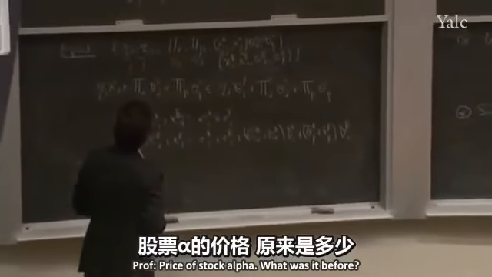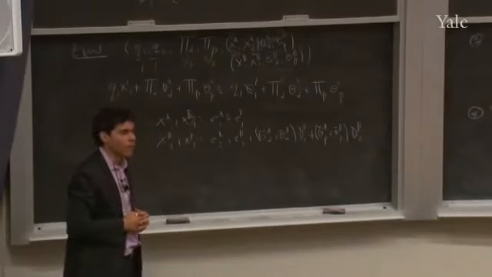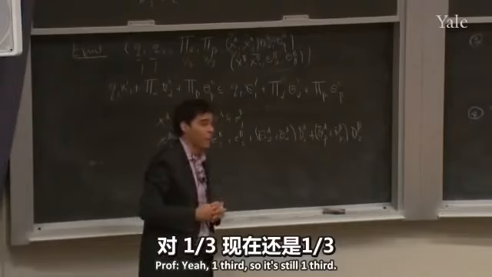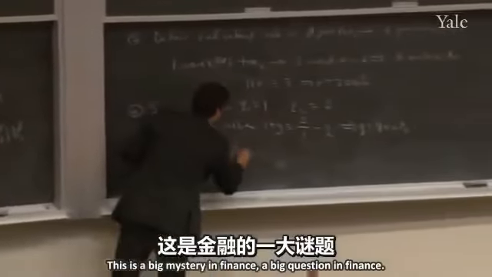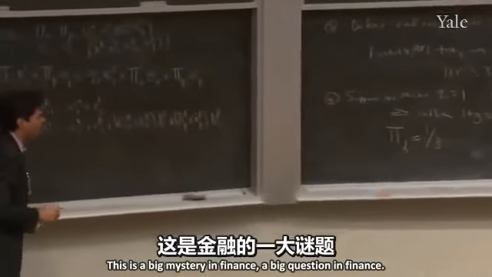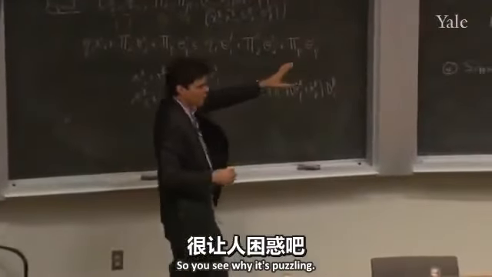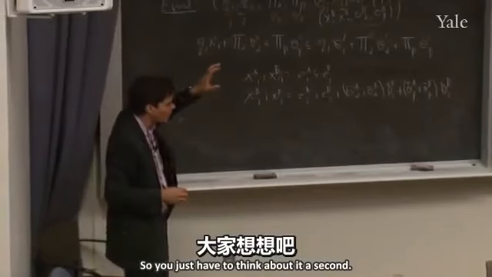Price of stock alpha. What was it before? One third. So it's still 1/3. Okay, so here we've got a big mystery in finance, a big question in finance. And now, you see why it's puzzling. You didn't get the answer right off, although she did. But you just have to think about it a second.